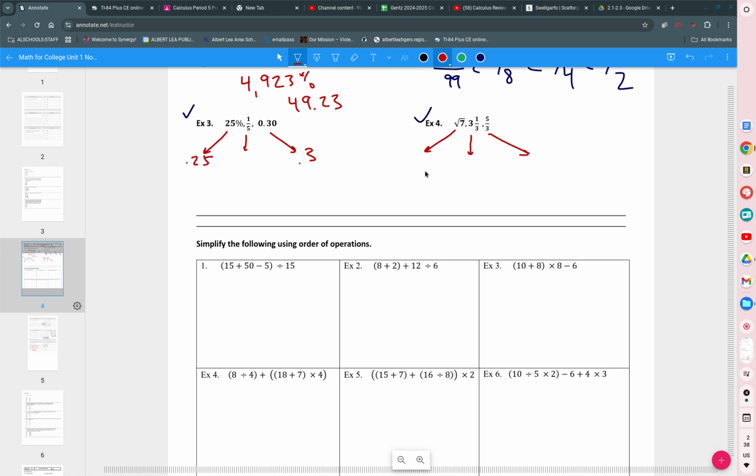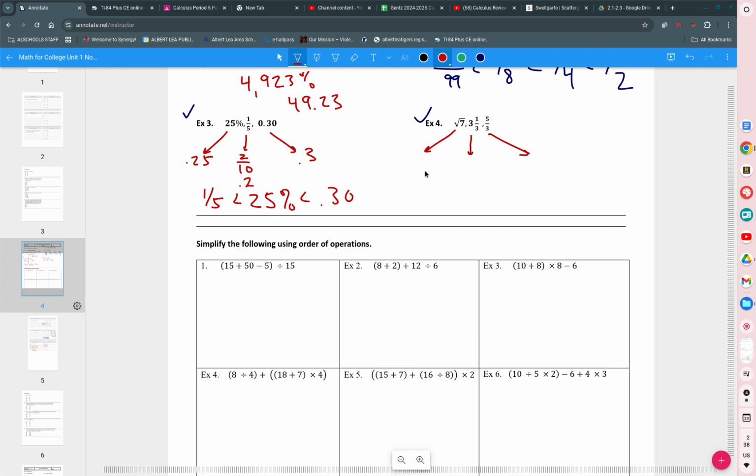And then 1/5. The key here is to understand 1/5 is the same as 2/10, and 2/10 is 0.2. So trying to reason that through can help you out. So you can see that 1/5 is in fact the smallest, which is less than 25%, which is less than 0.30, okay? And there we have it. So we order those by just thinking a little bit about what they are as a decimal.